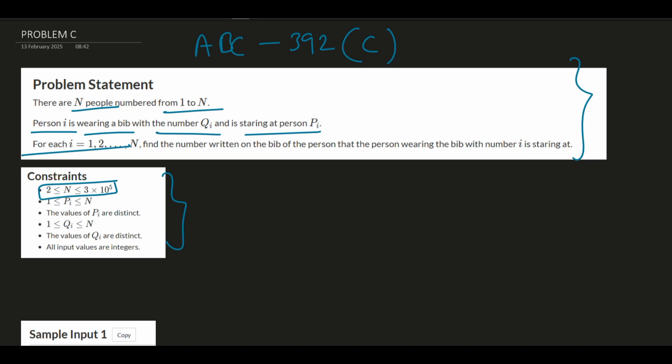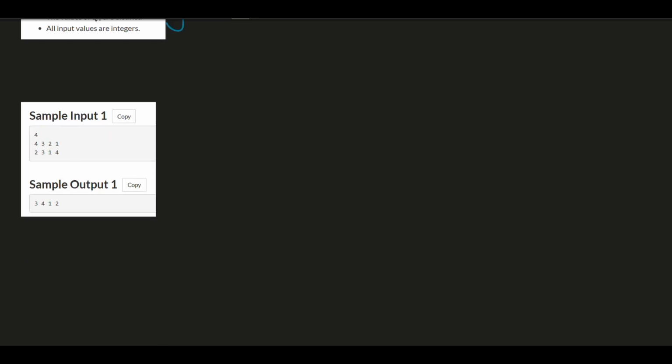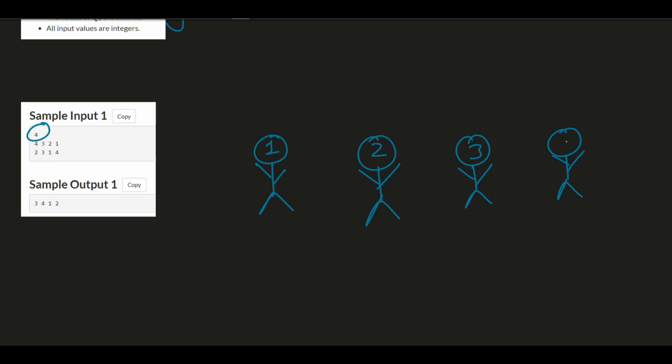Now, let's take an example so you will understand it better. Let's say there are four people. This is the first person, this is the second person, this is the third person, and this is the fourth person. So one, two, three, and four. All right, four people. Now, what we are given is two arrays. The first array is P, then the second array is Q.